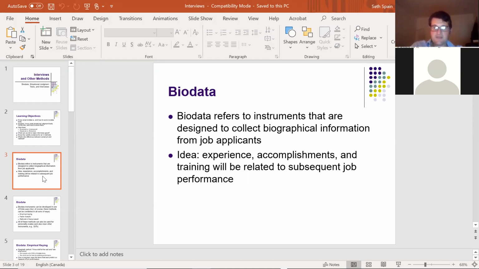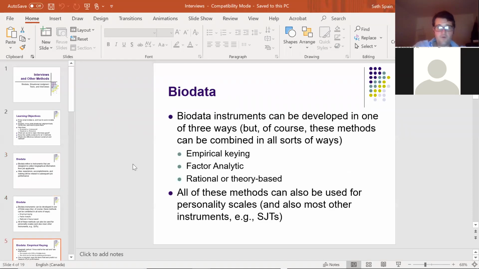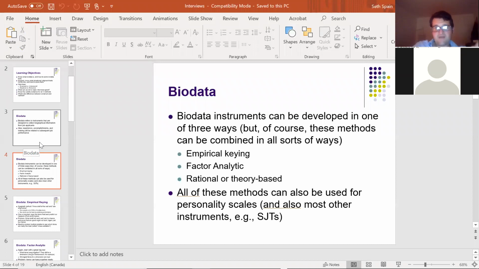That's what we're trying to get at with biodata: before we hire people, we want a good idea of what their experience has been, what their accomplishments have been, what training they've had, and all of those things we would expect to be related to performance on the job we're hiring them for. Biodata instruments can be developed in a number of ways, and these are the three main ways. This has also been applied in lots of other areas. I don't want to spend a huge amount of time on development here, but I want you to be able to recognize different approaches.